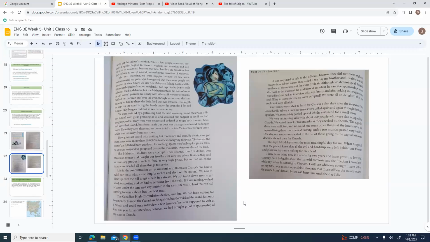When a few people came out, our captain spoke English to them to explain our situation and begged them to let us aboard because our boat had lost its direction. But they refused to accept us and pointed in the direction of Malaysia.